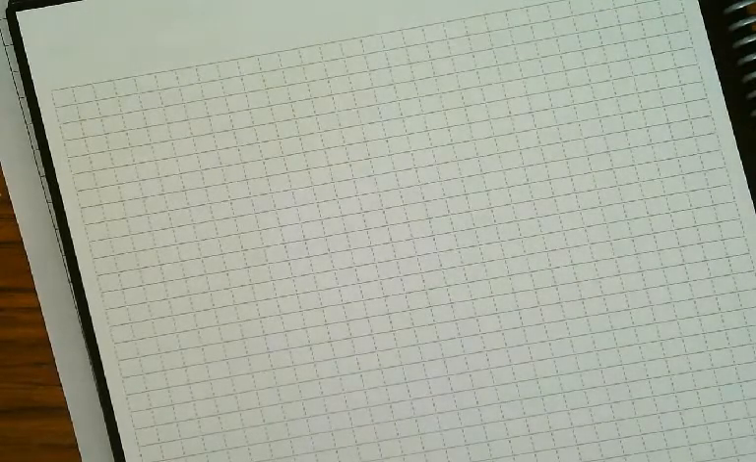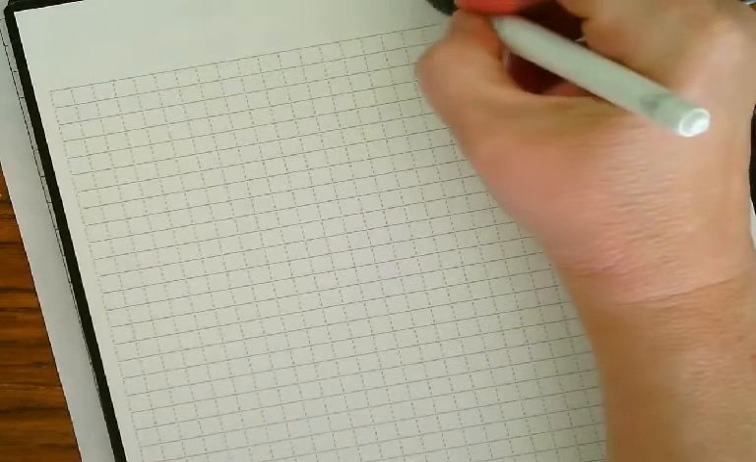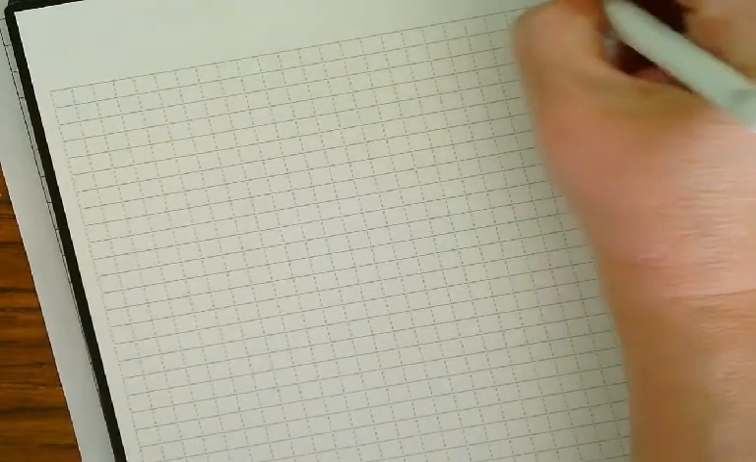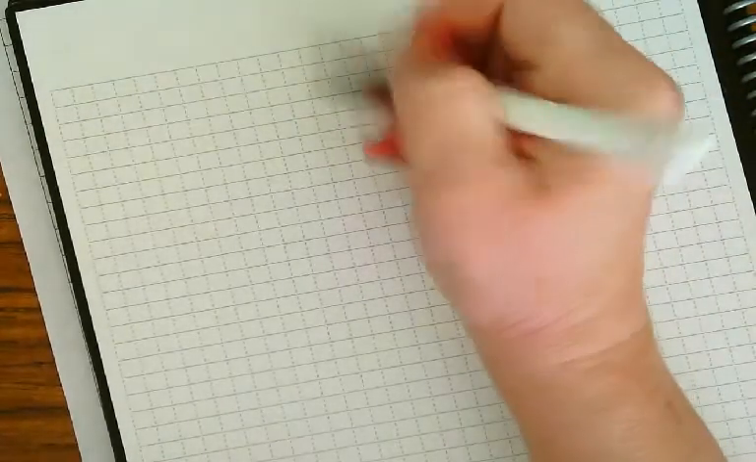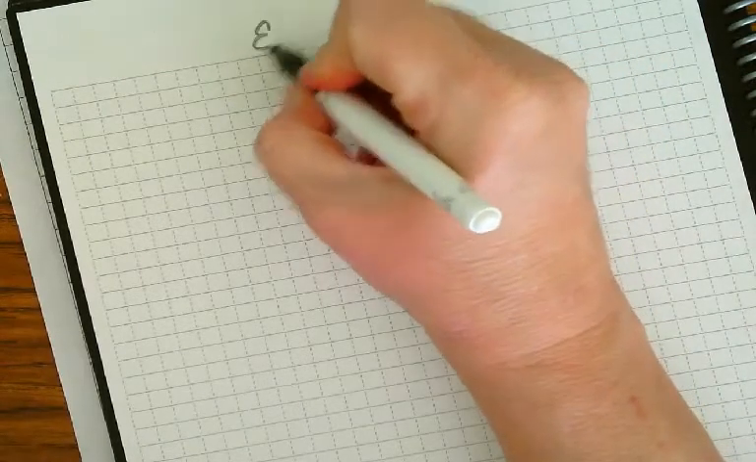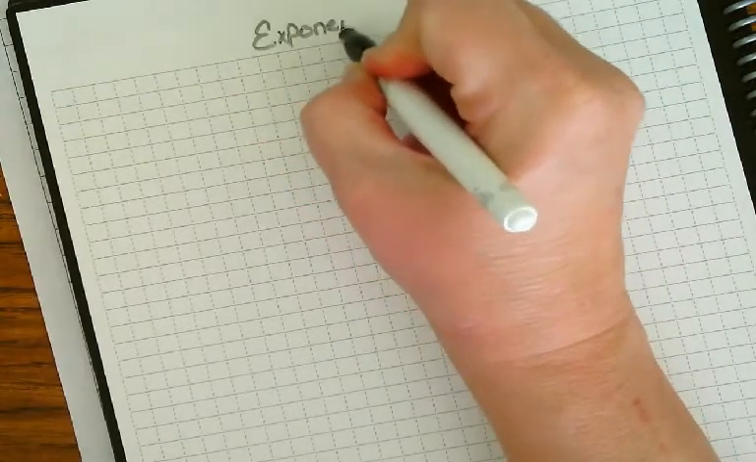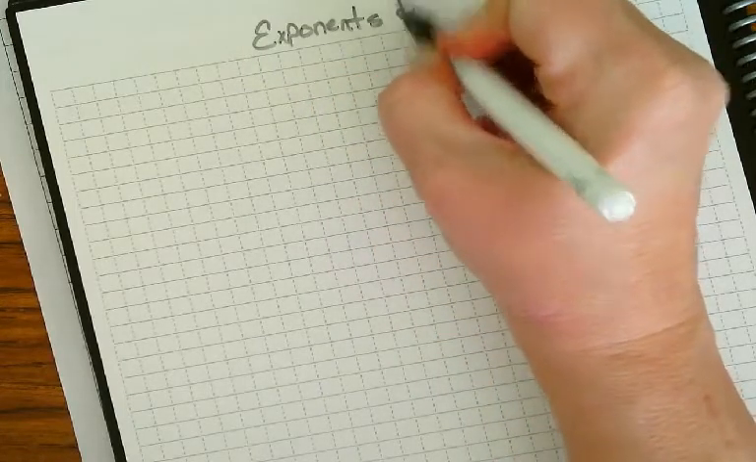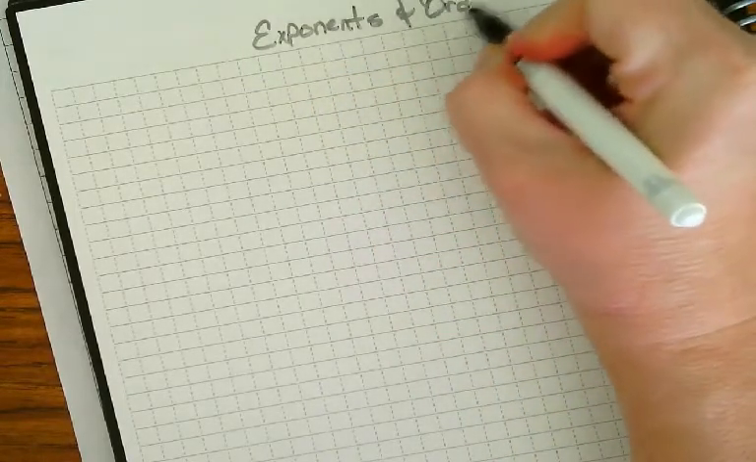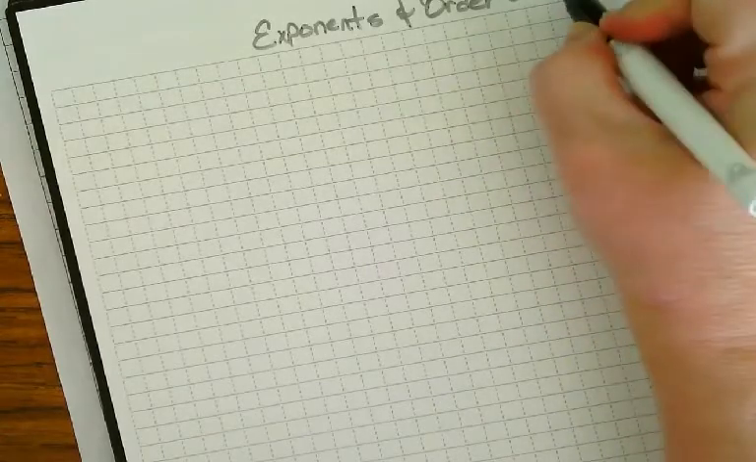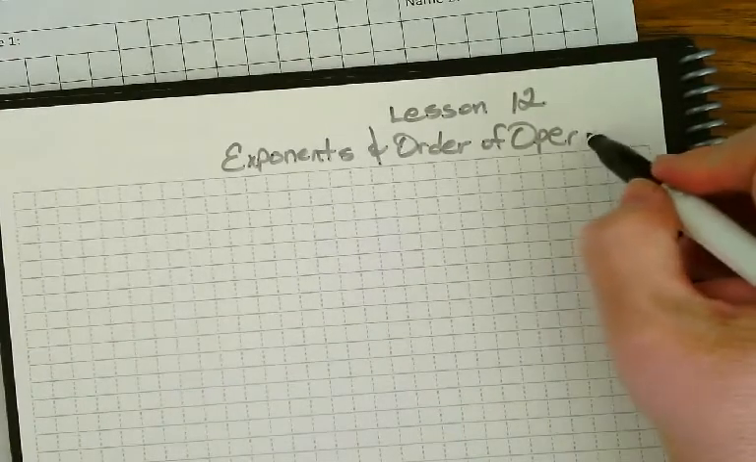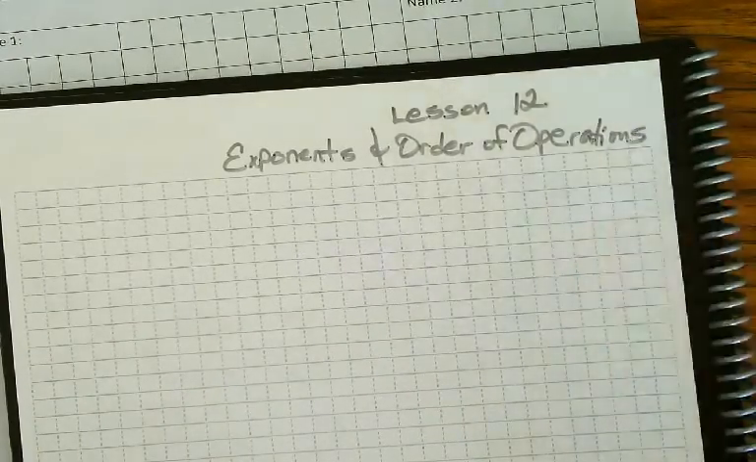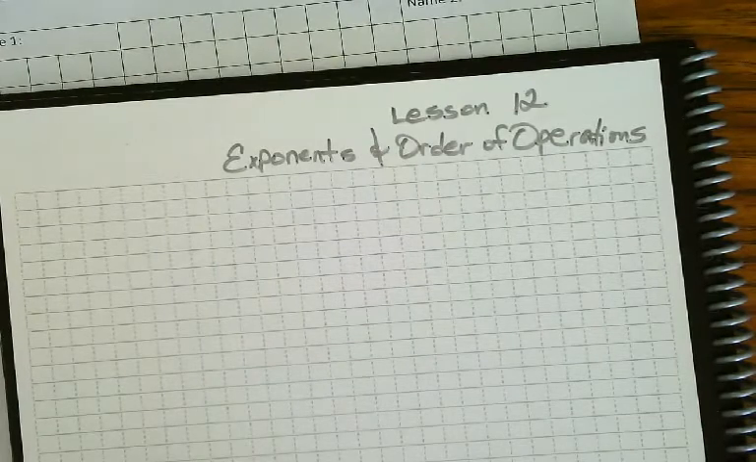Yes, that's right. We are going to do lesson 12. Okay? Lesson 12 is going to be exponents and order of operations. Ooh, you can't even see me. There we go. Exponents and order of operations.